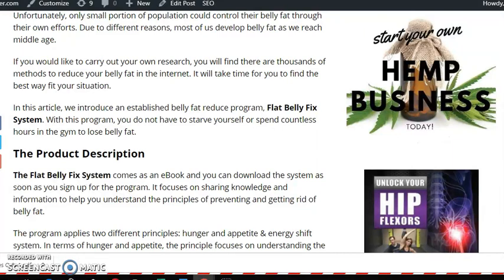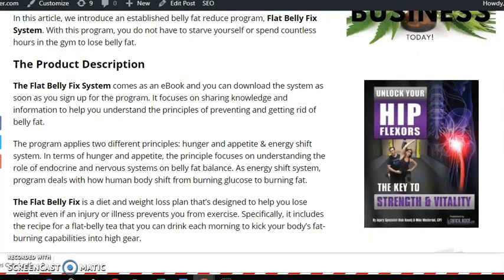And this system can be universally used by anyone, even if you have an injury, because in this program you don't need to do extensive exercise, and you don't need to starve yourself. You can just use the procedure described in this system, and you have the potential to reduce your belly fat. The most important part of this system is that it comes with our ebook.